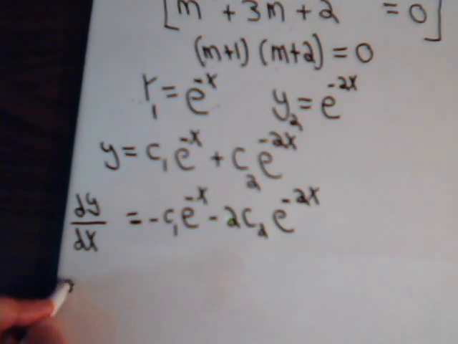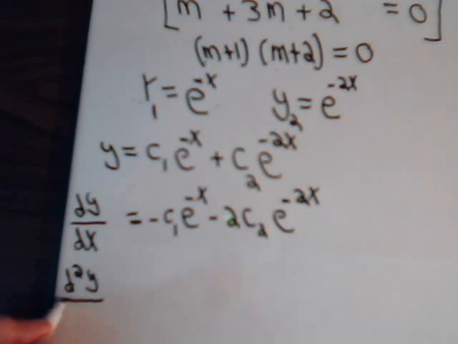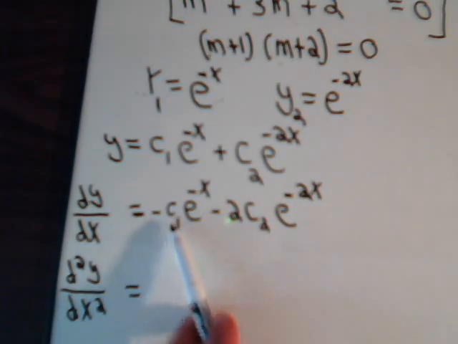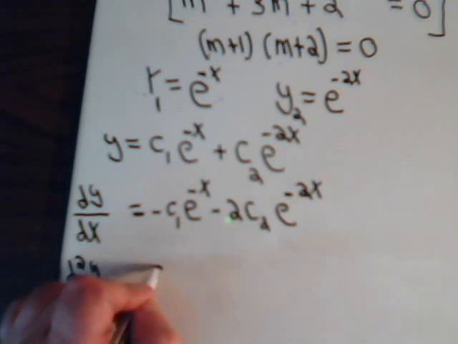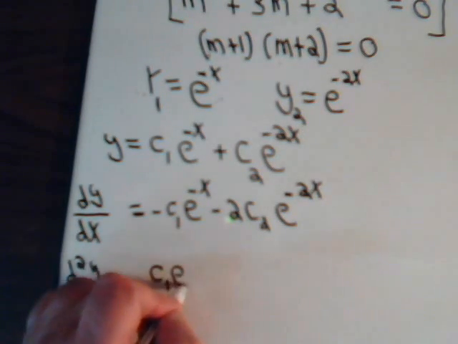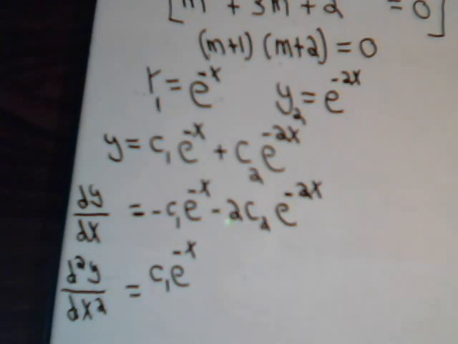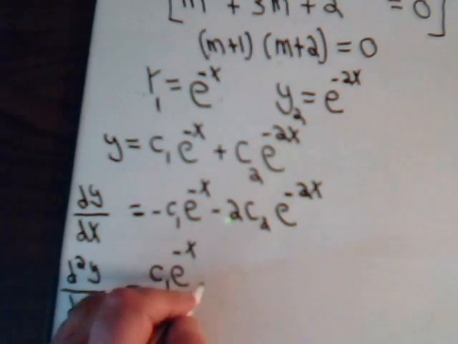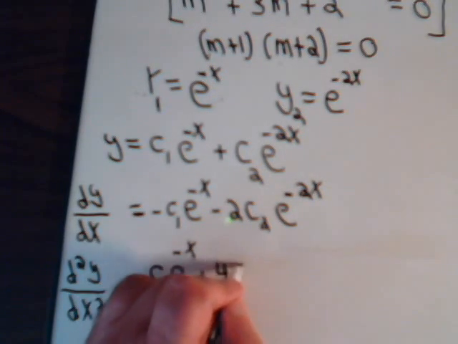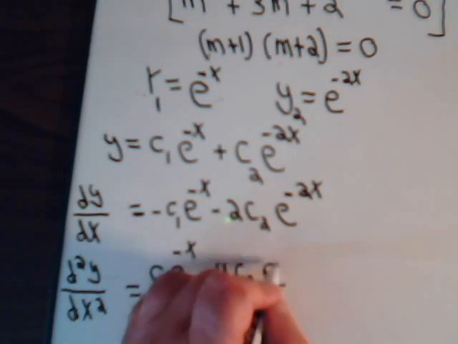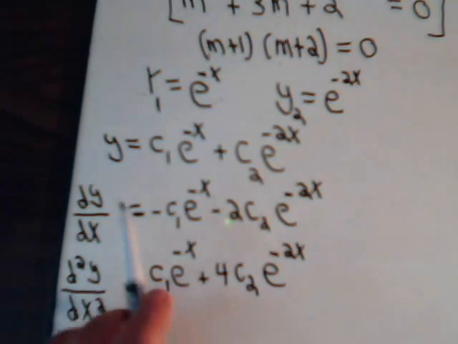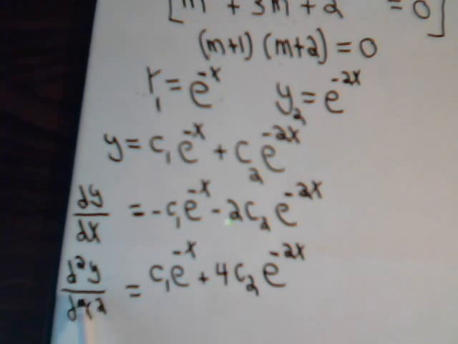And for the next derivative, the minus comes down and makes this a plus. So we have plus C1 e to the minus x. And here the minus 2 comes down and multiplies this. That is plus 4 C2 e to the minus 2x. So we have y, its first derivative, and its second derivative.